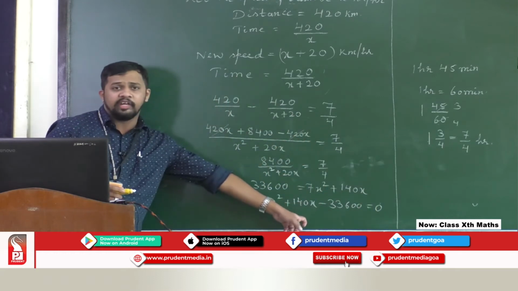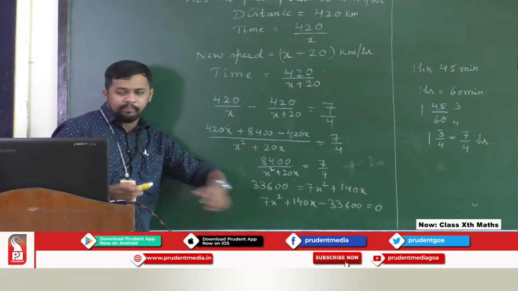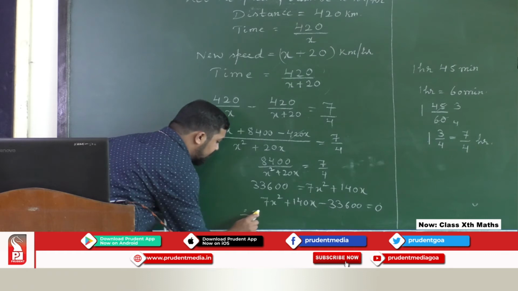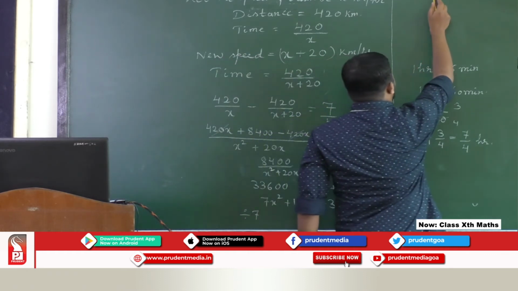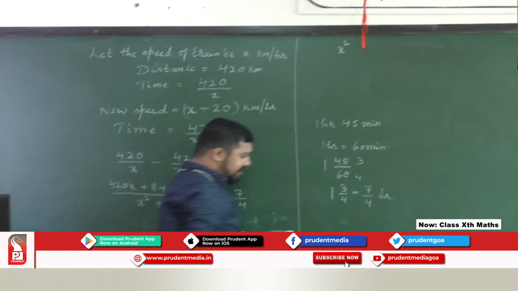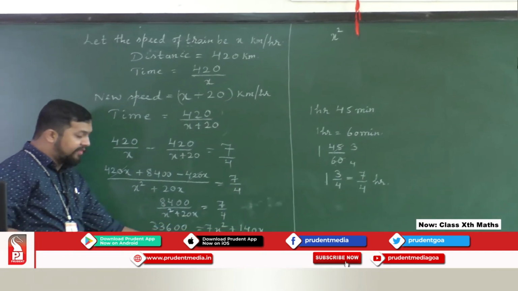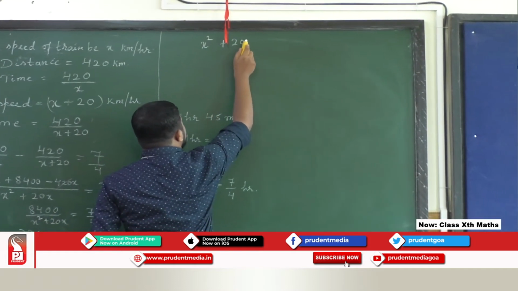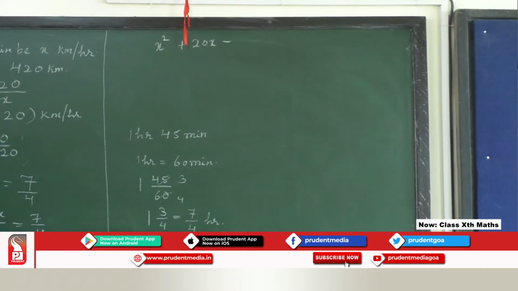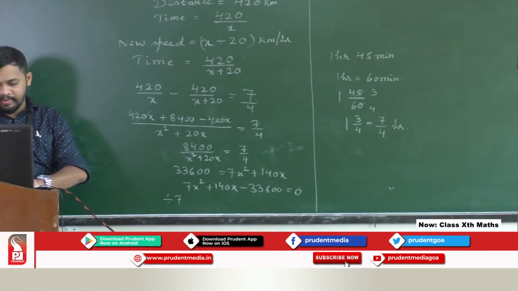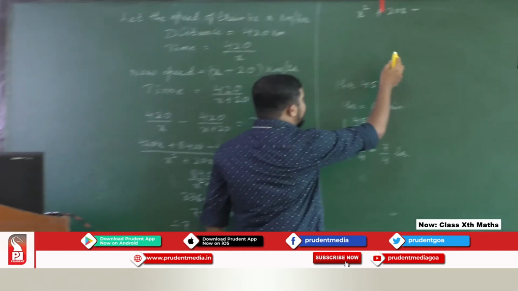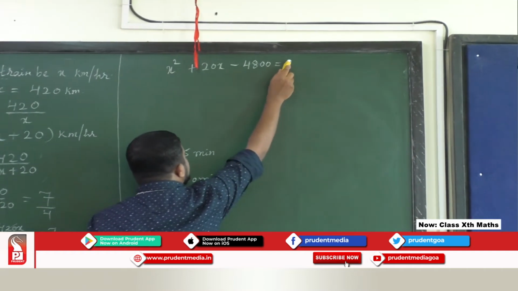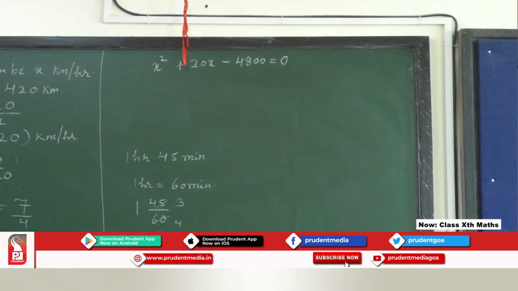Now if you look at this expression, it looks very big. So let me make it simpler. So I will divide by 7. If I divide by 7, what I will get is x square, so 7 divided by 7 is x square. 140 divided by 7, 7 2s are 14, so 20x, minus, let me divide this 3360 by 7, you will get 480, equal to 0. So this is your final quadratic equation which you got.